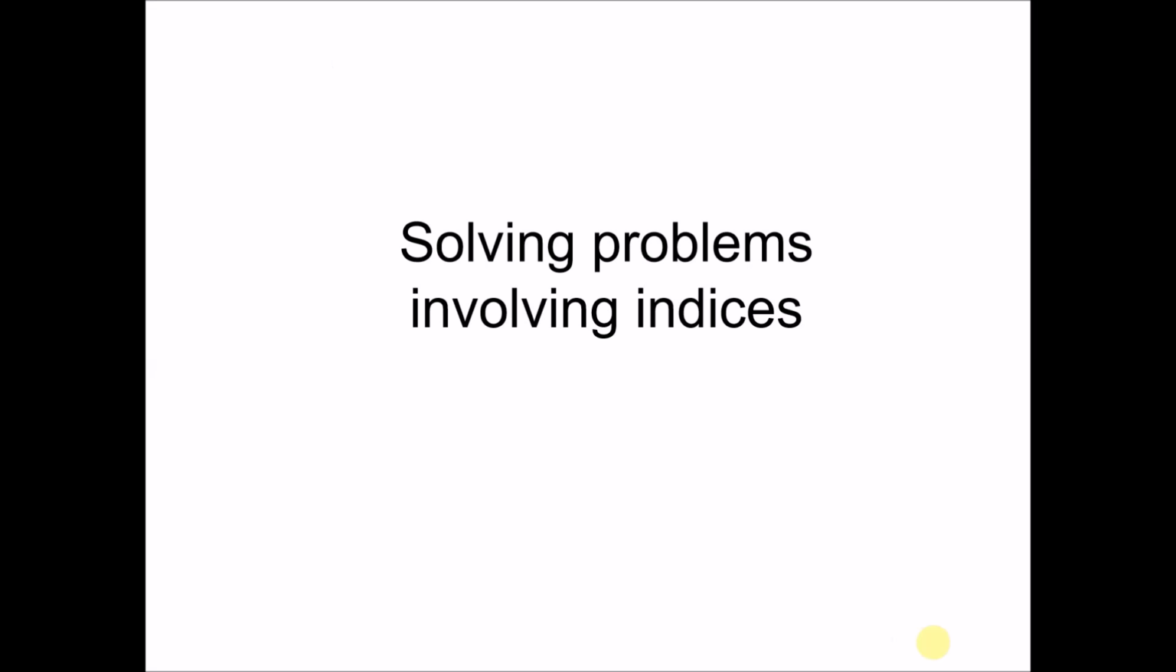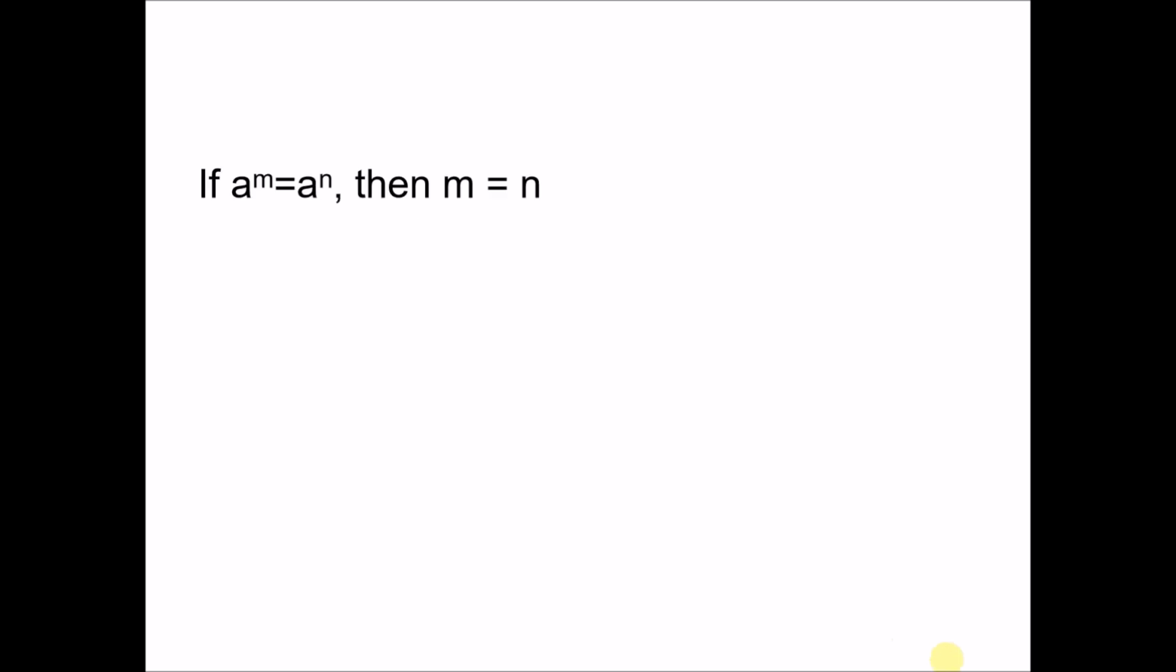Before we look at the actual problem, we look at one of the skills we can use when we want to solve the unknowns involving indices. If a to the power of m equals a to the power of n, when the base number is the same, we can conclude that the indices m equals n. And also if a to the power of m equals b to the power of m, where the indices are now the same, we can conclude that a equals b. The base numbers are equal.